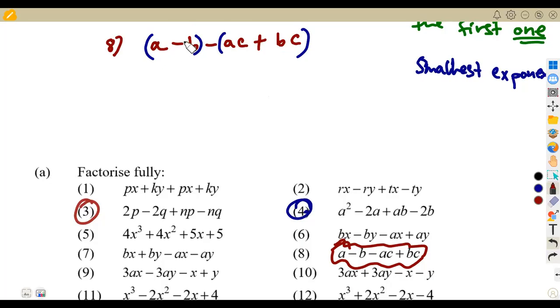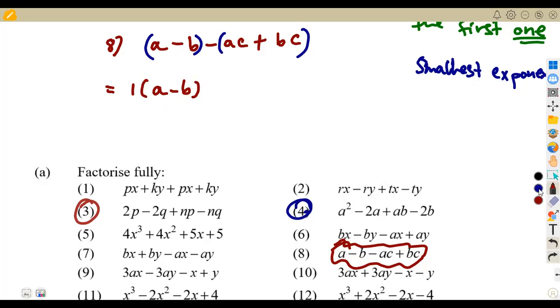In this case, I'm having a minus b and I do not have anything common there. So meaning to say the highest common factor that I can consider is 1 because I do not have any common term between a and minus b. So I'm going to factor out 1 as the highest common factor. All right. Bearing in mind that whatever I'm supposed to factor out here, it must give me the same bracket as a minus b.